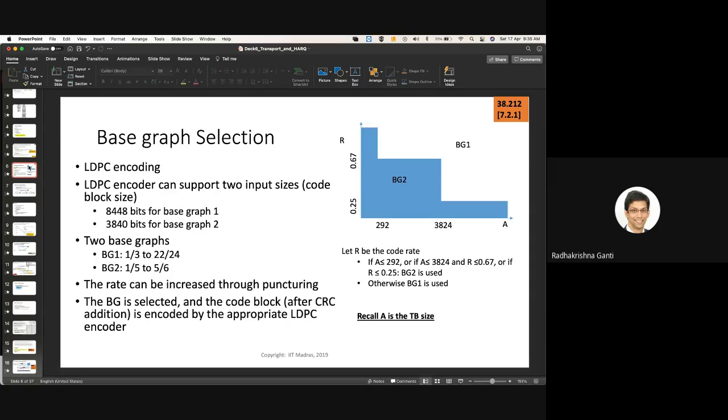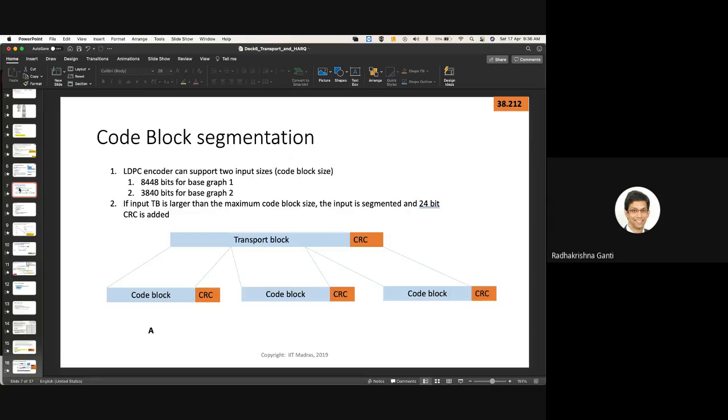Then you also choose your base graph. So, based on scheduling and other things, you have a rate R that you want to support. And you also know your transport block size A. So based on this, you choose base graph 1 or base graph 2 from LDPC. Base graph 1 corresponds to a larger input block width, whereas base graph 2 corresponds to a smaller block width. So at this point, you can select the base graph just by looking at A and the rate R that you want to achieve.